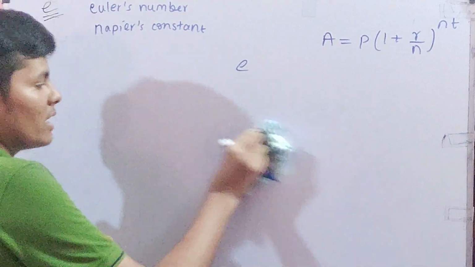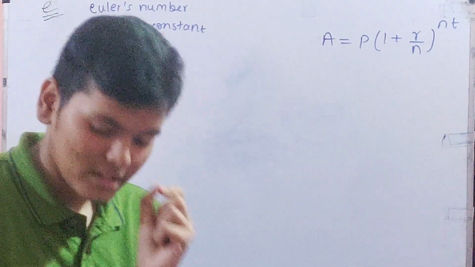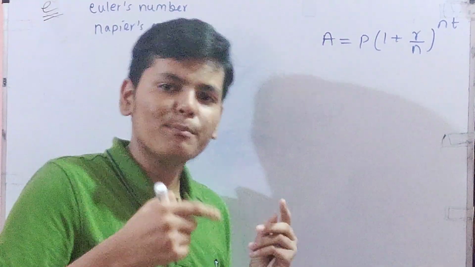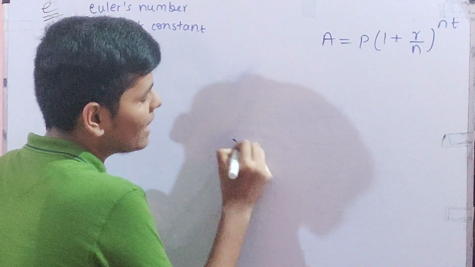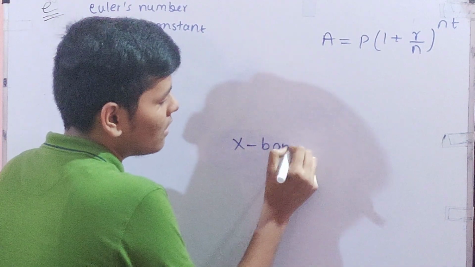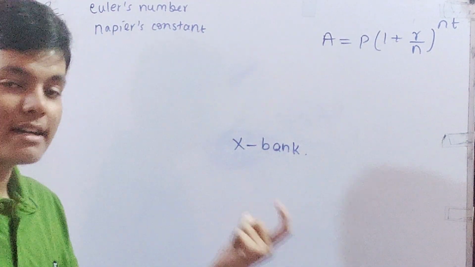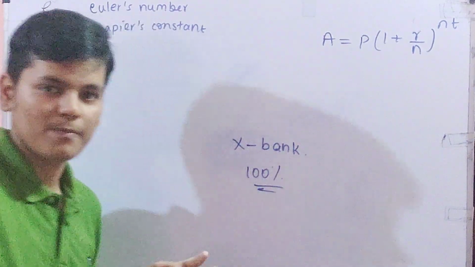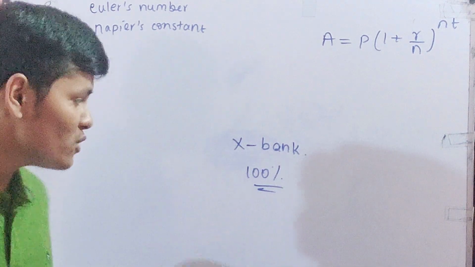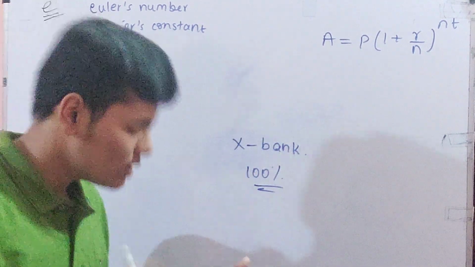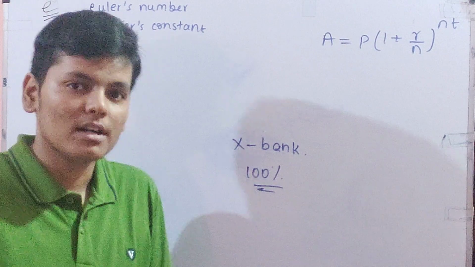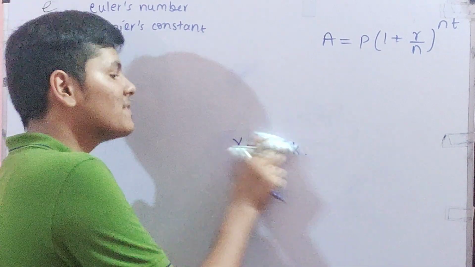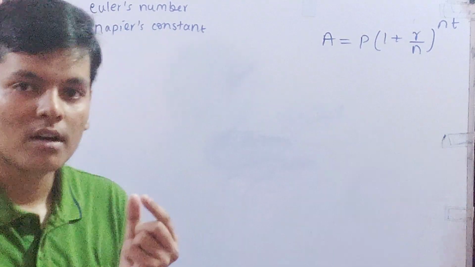Now we will talk about a thought experiment where we take an example of a bank. Let that bank be an X bank. This bank gives you 100% interest. Let us suppose an ideal bank which gives you 100% interest on your deposits. So if I deposit 100 rupees, after 1 year I will get 200 rupees. So it gives us 100% interest.